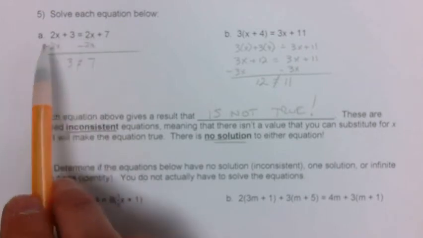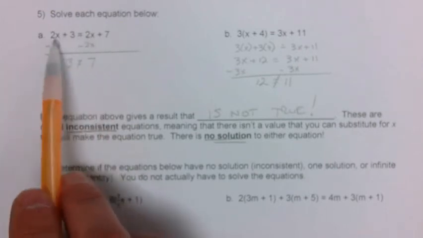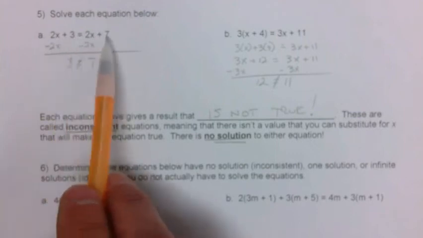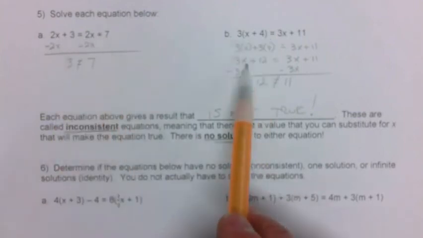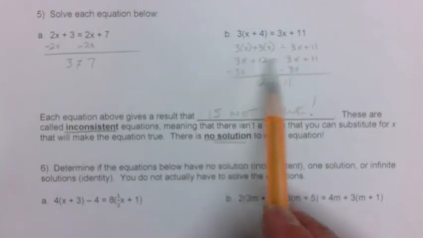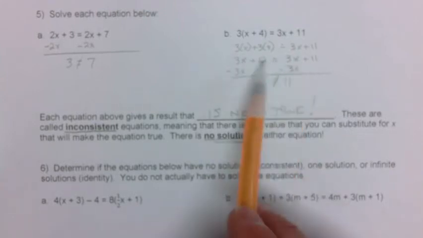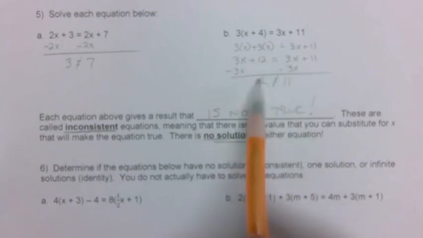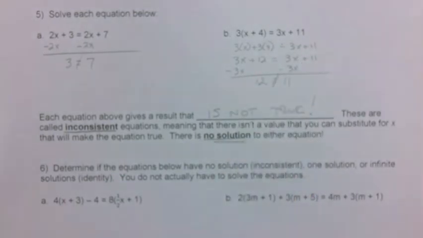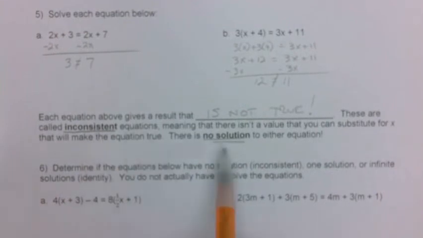Okay, if you notice, the variable terms here are the same, but the constants are different. Okay, same thing over here. After I distributed, I had 3x on each side, but the constants were different, meaning that I'm never going to be able to make an equation that is true. An inconsistent equation has no solution.